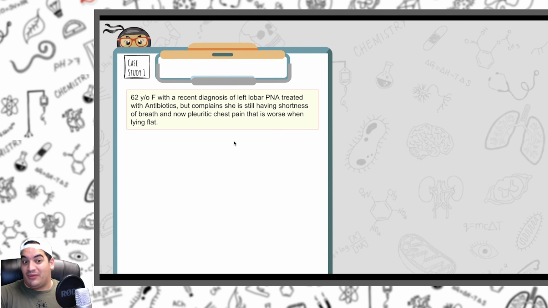So this could be a pleural effusion, especially with left lobar pneumonia recently. I would be very concerned about the patient having an empyema or a parapneumonic effusion, something of that nature. So definitely concerning when I think about that. Let's further evaluate the patient.